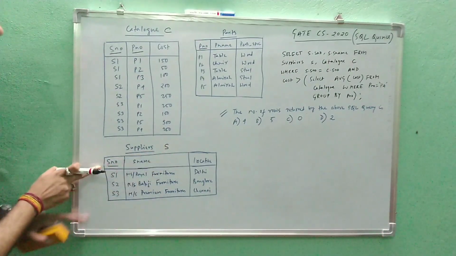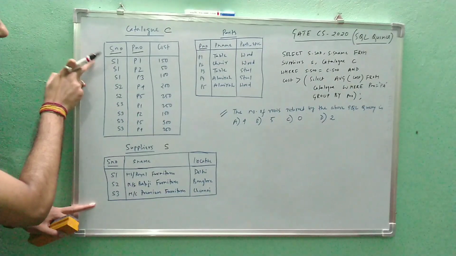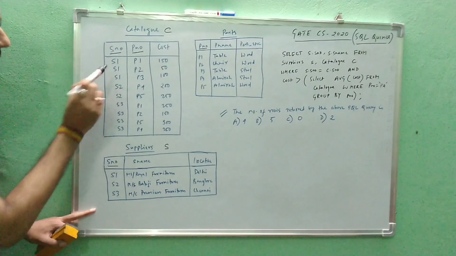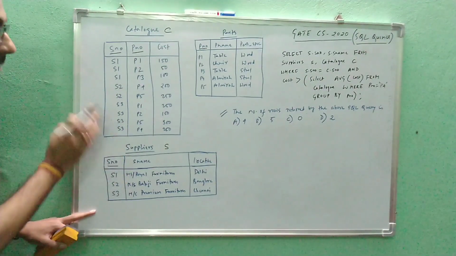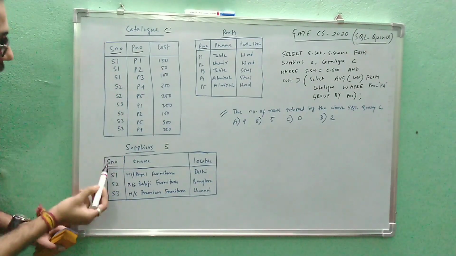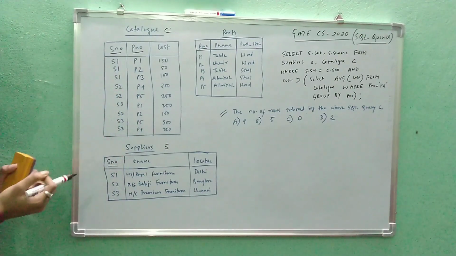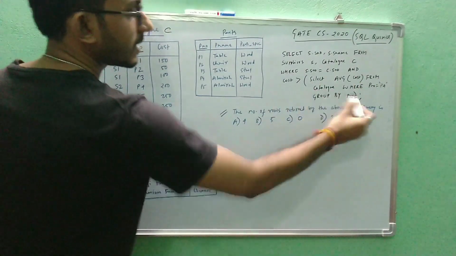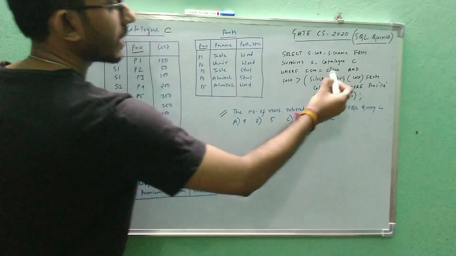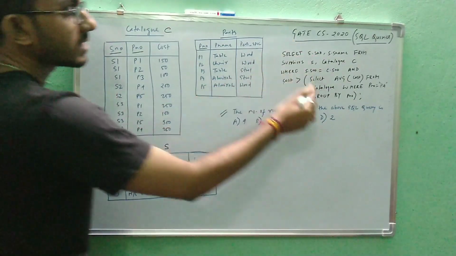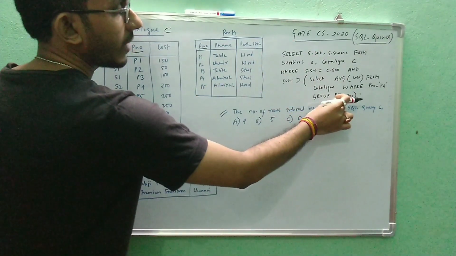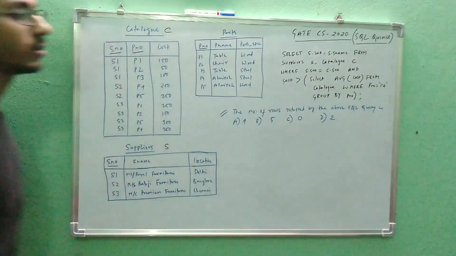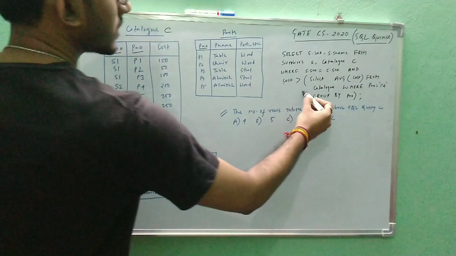So S dot S number is this and C dot S number is this. When we say S dot S number is equal to C dot S number, we mean that when we join these two tables and do the comparison, wherever these two S numbers match, we will fetch that row. But not only this condition, also the condition where cost is greater than this value. So the first query is dependent on this query. First we have to find the value of this subquery. Once we get the value, we'll put that cost in and then find out the overall result. So let's try to find out this query.